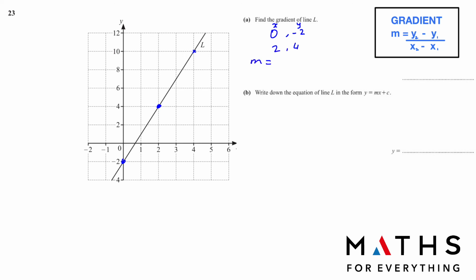So to find the gradient, we'll take in this order, negative 2 minus 4, the y value first, and then the x value, 0 minus 2. You will get 3 as the answer.